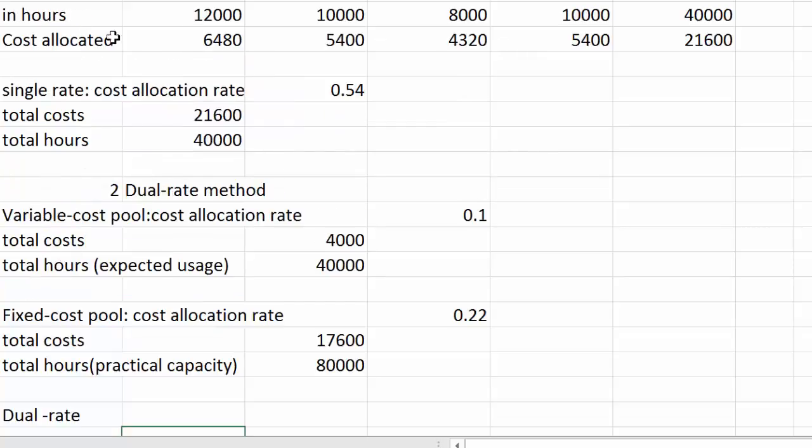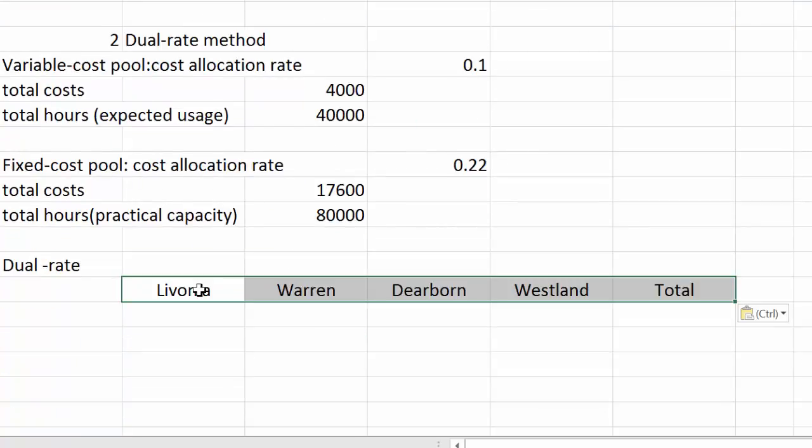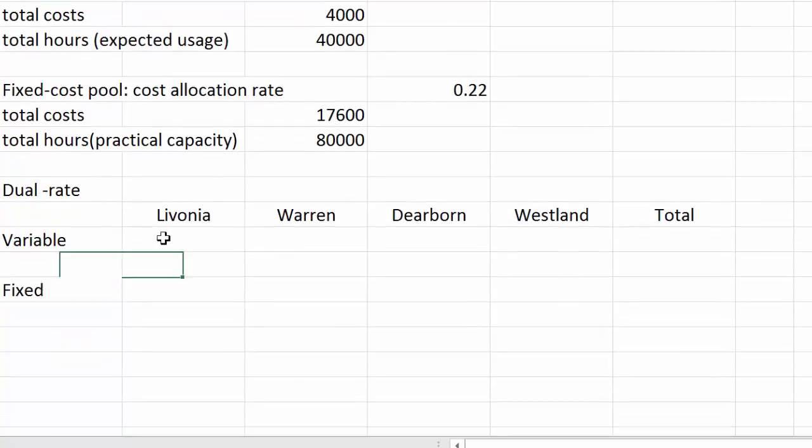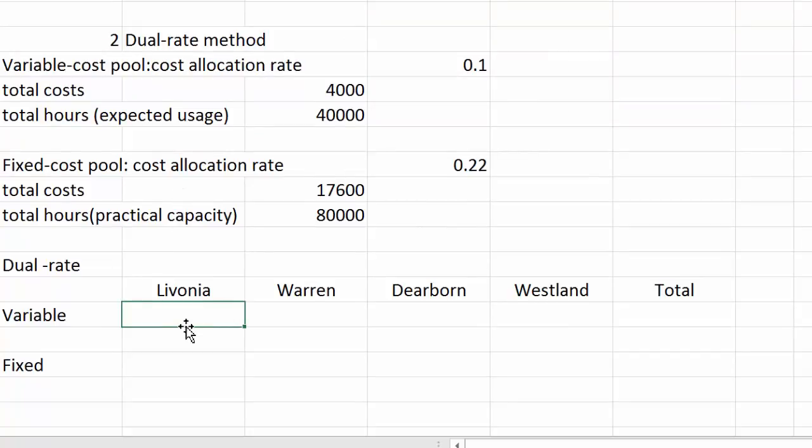So first of all, I'm going to copy those department units. So we have 4 department units, and we are going to do the variable, and we are going to do the fixed. Okay, and we have to be a little bit careful.